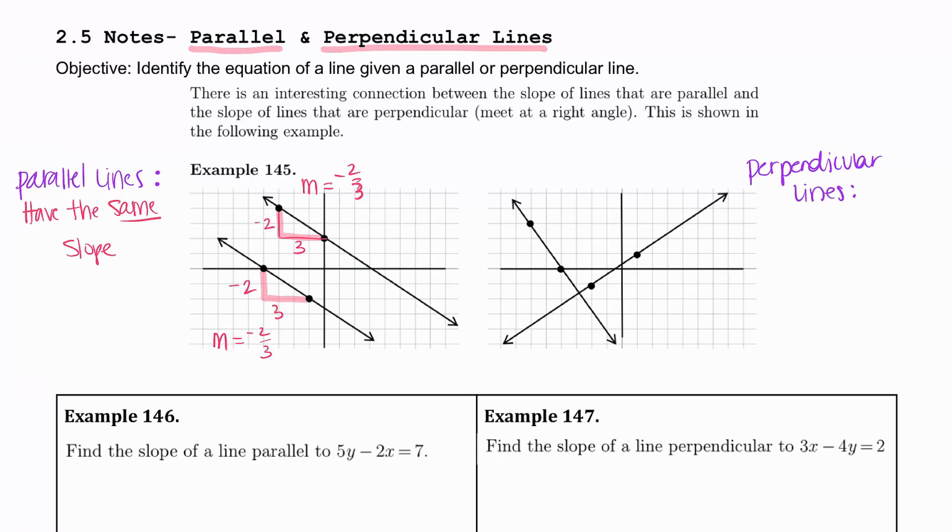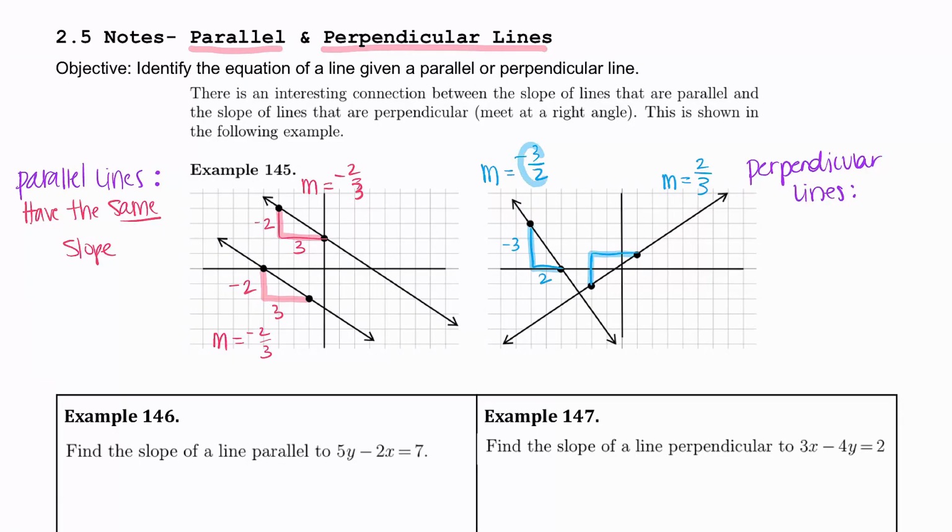Okay, so let's look at perpendicular lines. Obviously, these do not have the same slope, but they still have a very special kind of slope. So let's draw our slope triangles and count our rise and run here. So for this first one, we go down 3, right 2. So negative 3 over 2 is our slope. For our second one, we go up 2 over 3. So our slope of this one is positive 2/3.